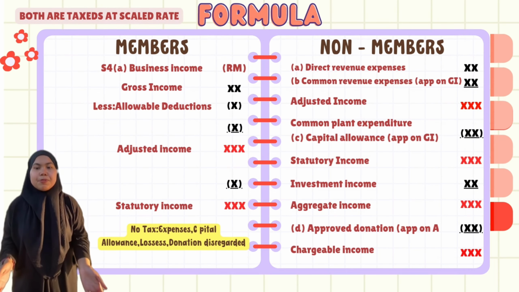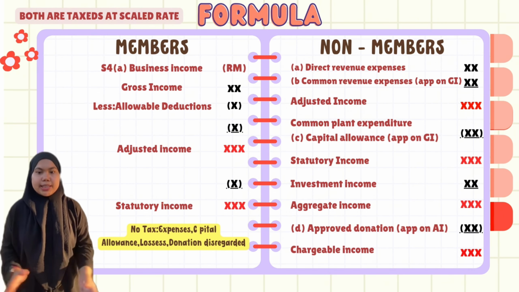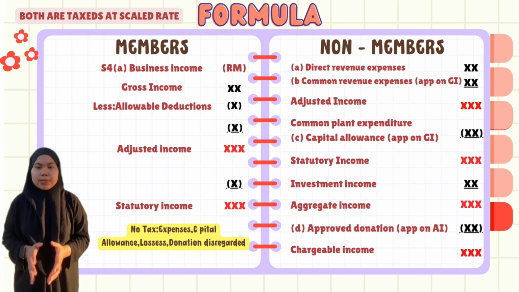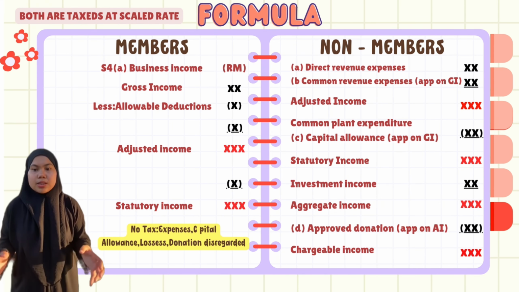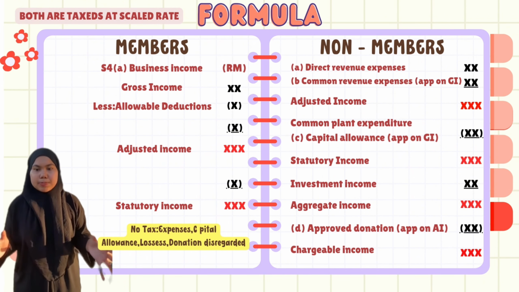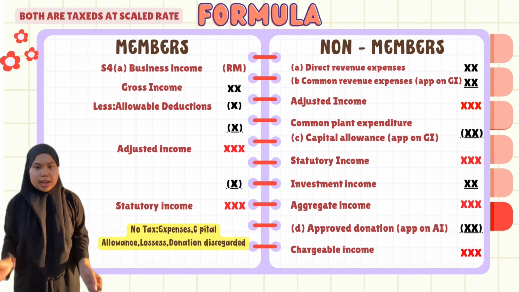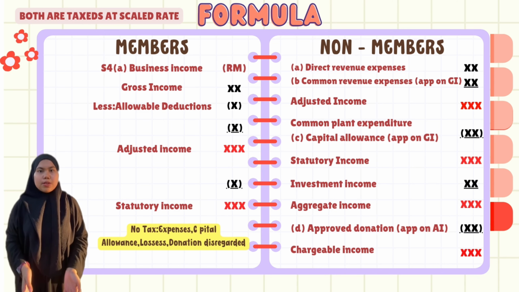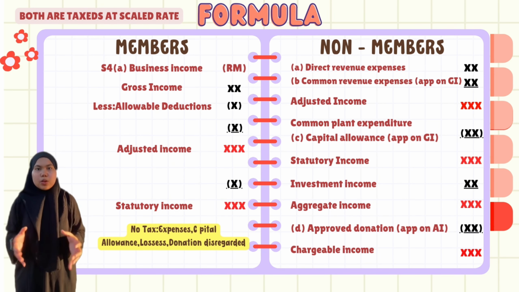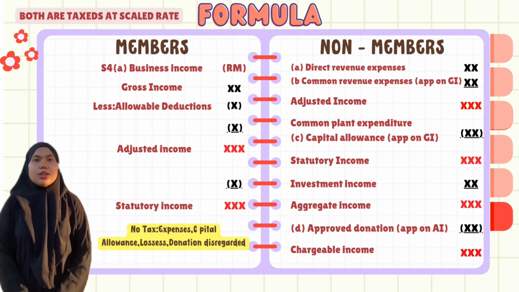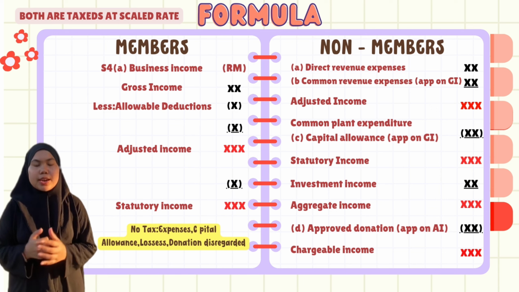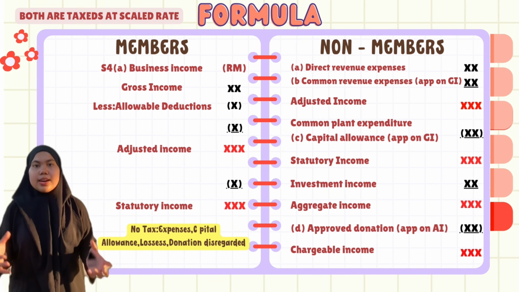Here is a simplified formula used for tax computation. On the left, we have members' income. Section 4(a) business income is calculated starting from gross income. After deducting allowable expenses, we get the adjusted income. Since clubs follow the mutuality principle for members, no tax is imposed on their statutory income. So, expenses, capital allowances, losses and donations are disregarded.